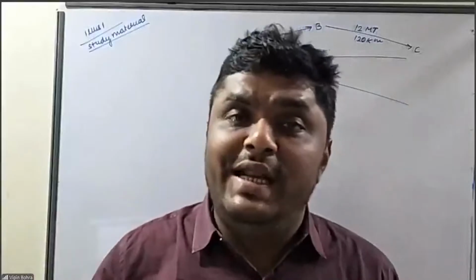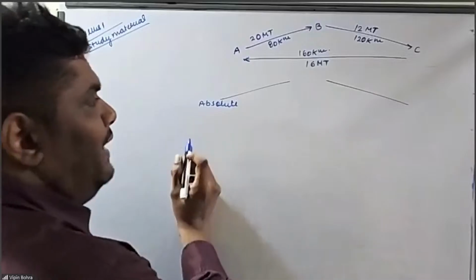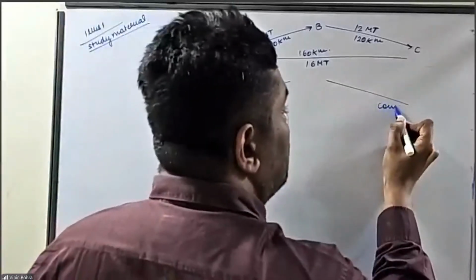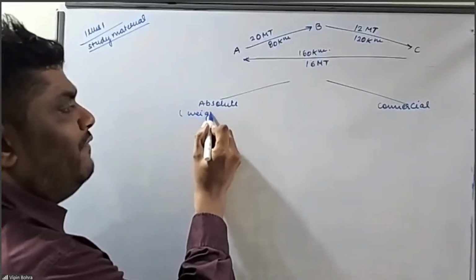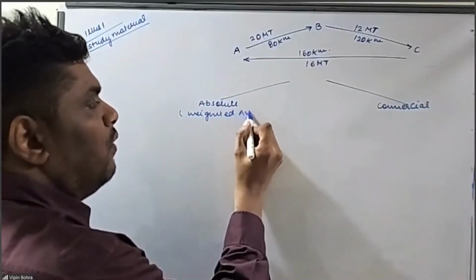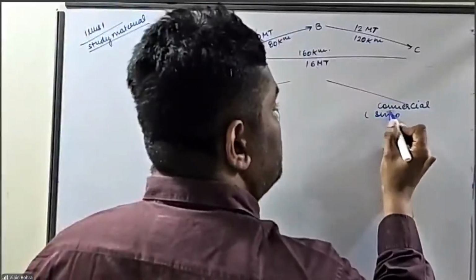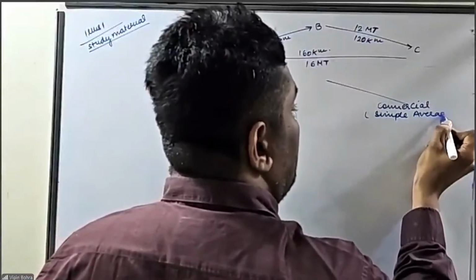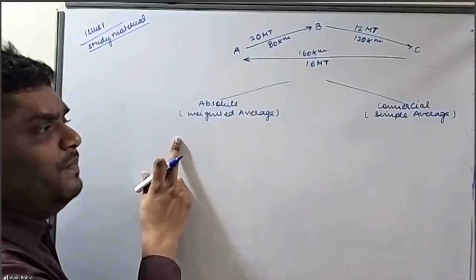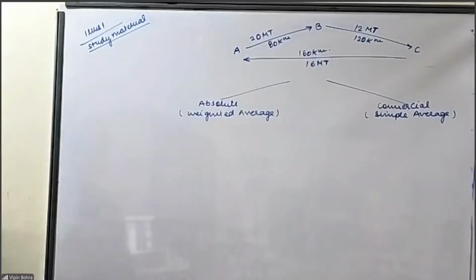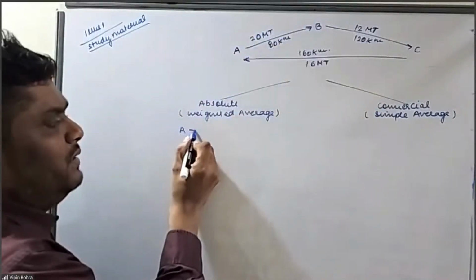So there are two approaches that are possible. That is absolute and commercial. When talking about absolute, it uses weighted average approach. And when talking about commercial, it uses simple average approach. So very simple, 20 metric tons for 80 kilometers.